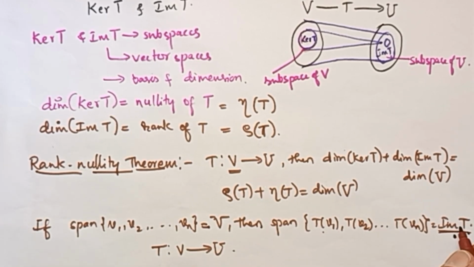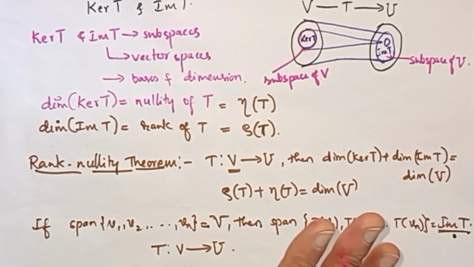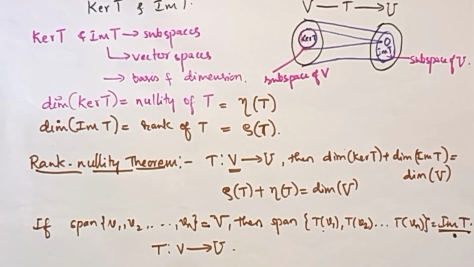If T is a linear transformation, then the images of these spanning vectors span the image of T. That is, image of T is a subspace, and this subspace is spanned by the images of these spanning vectors. This fact you have to remember, that helps you to find out the dimension as well as a basis for the image space. Let us illustrate this with an example.